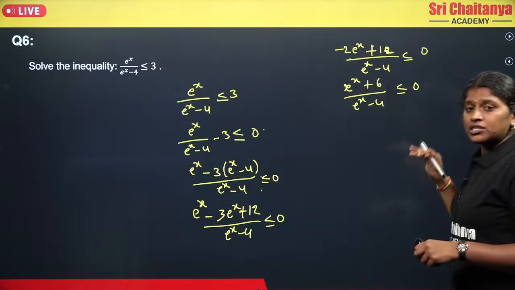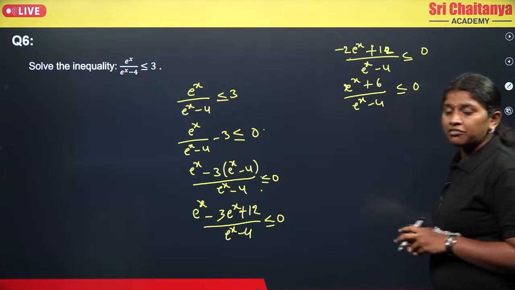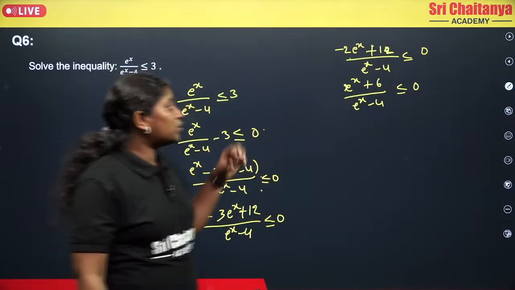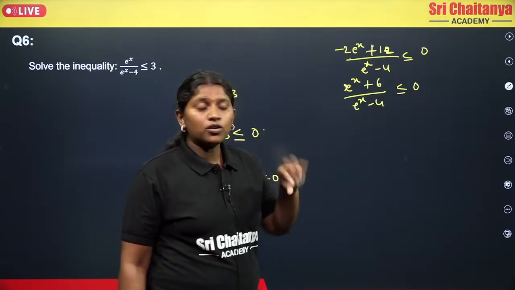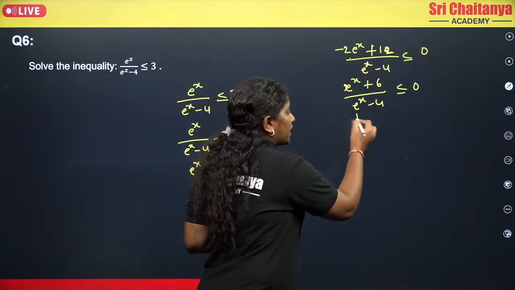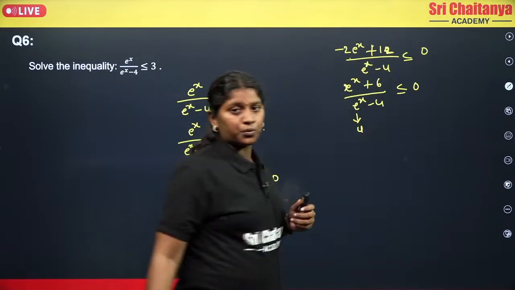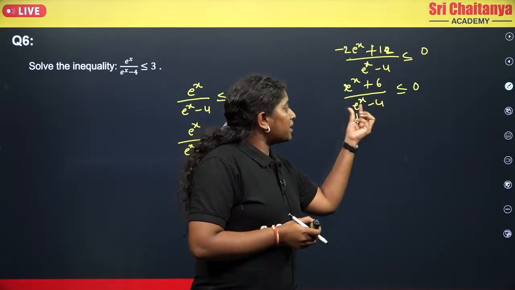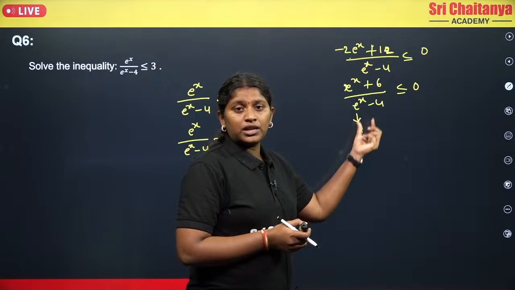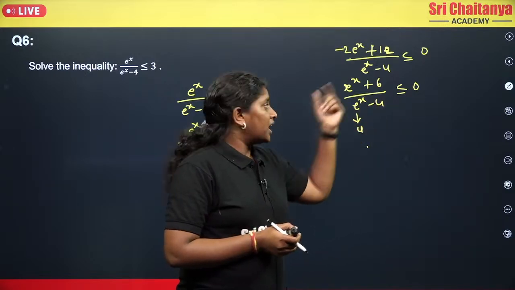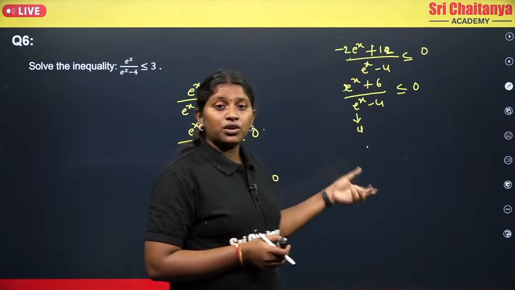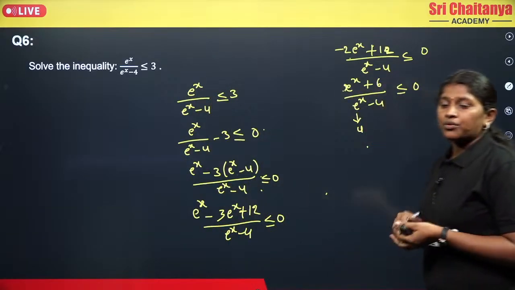Okay, from these we need to find the intervals. How can we find the intervals? If you observe here clearly, we are having a chance of getting not defined. So when will you get not defined? If I am having my e to the power x value equals to 4, then 4 minus 4 will become 0. And here it will become 4 plus 6, 10 by 0, which is nothing but your undefined form. So how can we do that?